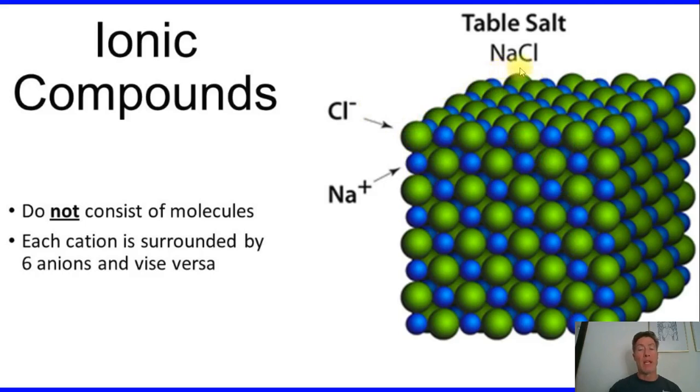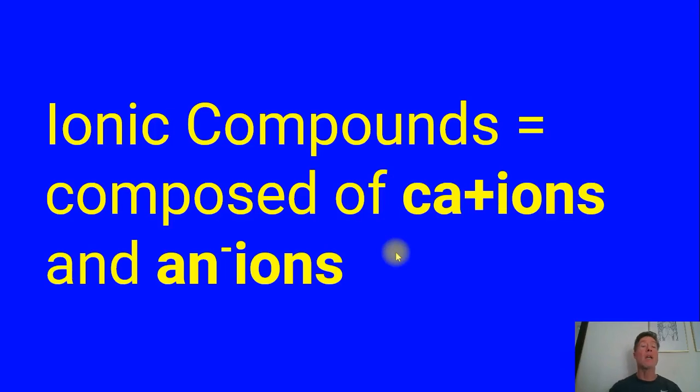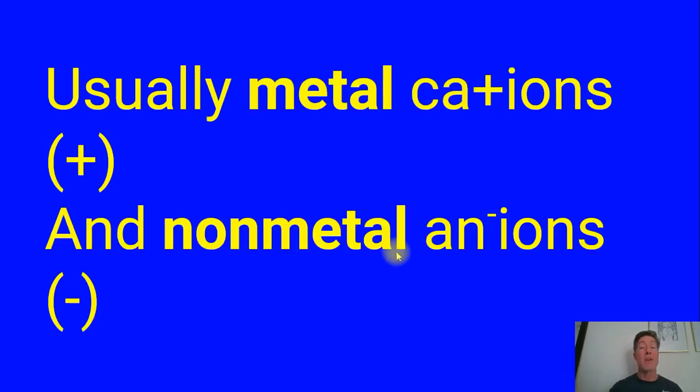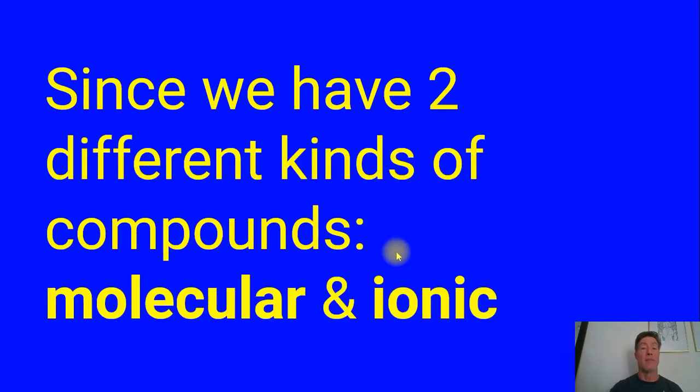And so we call it NaCl. This actually, as we see later, is a formula unit. It's a way of describing the ratio of this ionic compound. So ionic compounds are built out of cations and anions, positive and negative charges. Usually a metal cation and a non-metal anion.